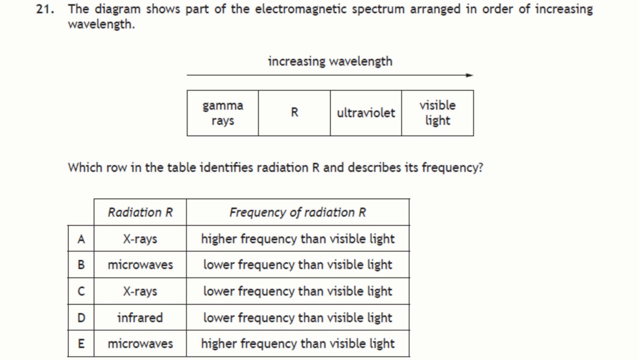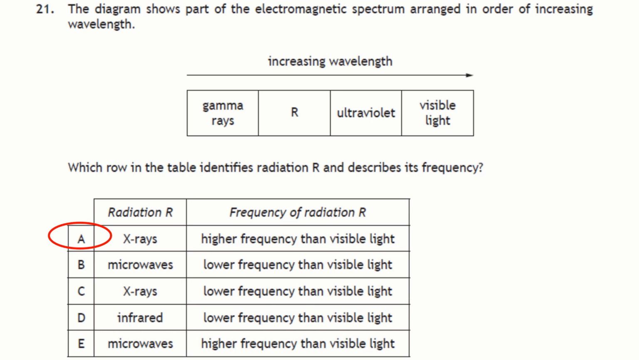So radiation R is in between ultraviolet and gamma rays. That would be X-rays. In terms of the frequency, remember that gamma rays are the highest frequency, and from the diagram we see that R has a larger wavelength than gamma rays. And remember, when the wavelength increases, the frequency must decrease. So how does R relate to the visible light? Well, R obviously has a lower wavelength than visible light, and therefore it must have a higher frequency than visible light. So we have X-rays that have a higher frequency than visible light. That would be answer A.